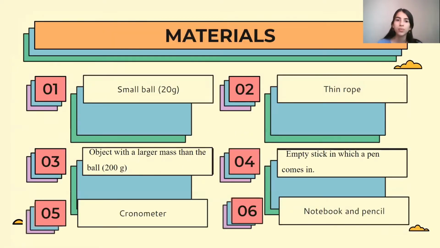Materials. We will need a small ball of 20 grams, a thin rope, an object with a larger mass than the ball, which is almost 200 grams, an empty stick in which a pen normally comes, a chronometer, a notebook, and a pencil.